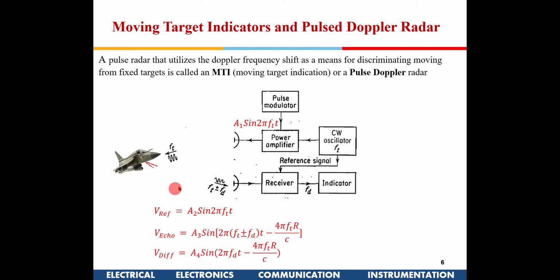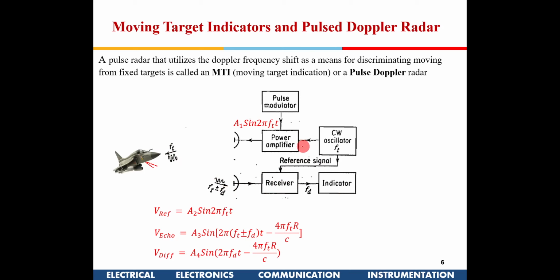Now the echo signal which is being received by the receiving antenna will have some other magnitude. So magnitude doesn't matter here. So it will have 2 pi (ft plus minus fd). So there will be a Doppler shift. And also, because this wave has gone to the target and come back, whereas this signal is coming directly here, by the time this has gone and come back, this signal has moved forward.